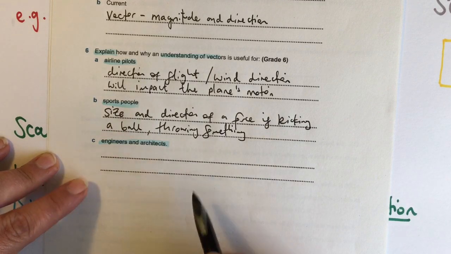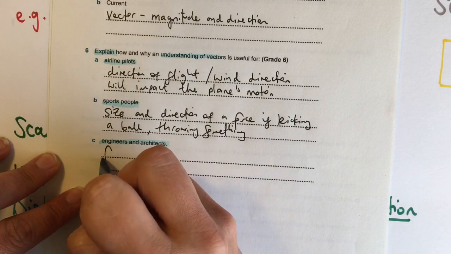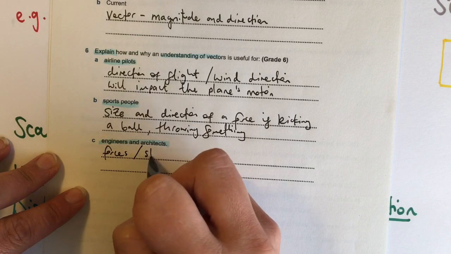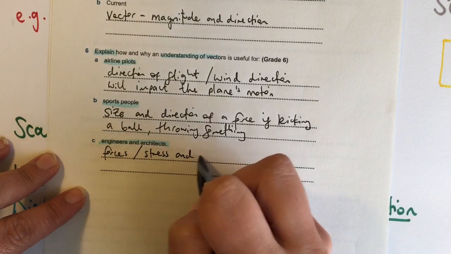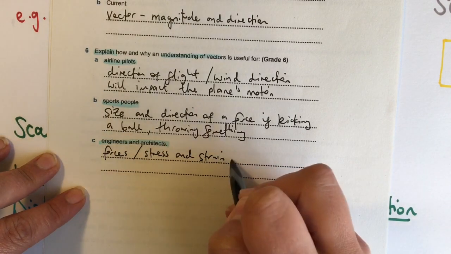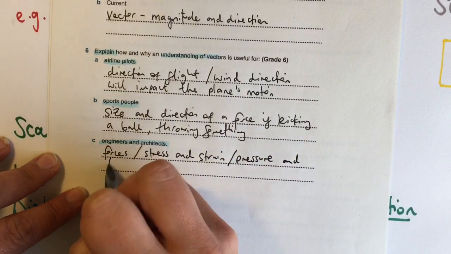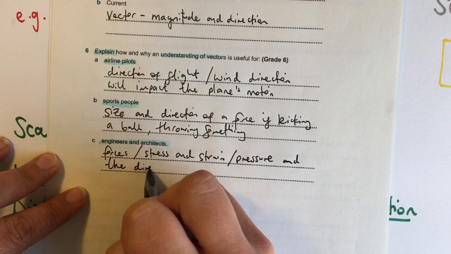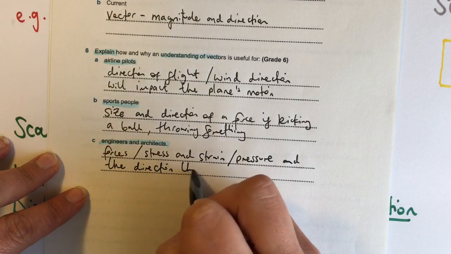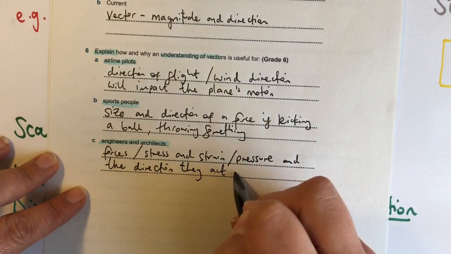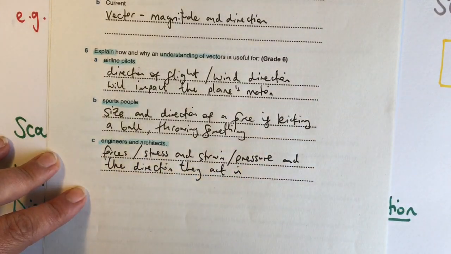And engineers and architects need to know about things like forces, stress and strain, pressure, and the direction they act in. So whether your forces are equal and opposite, and how materials are going to behave.